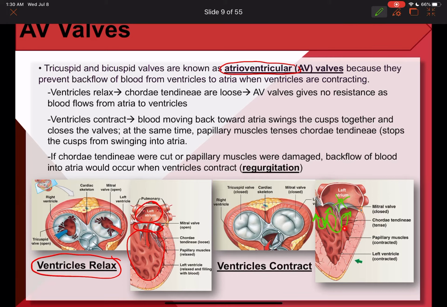And if the papillary muscle isn't contracting, all of this will be relaxed. Then this flap can easily go like this instead, and reverse into the atria. Then blood will just be allowed to flow right back into the atria, and we refer to this as regurgitation of the blood.